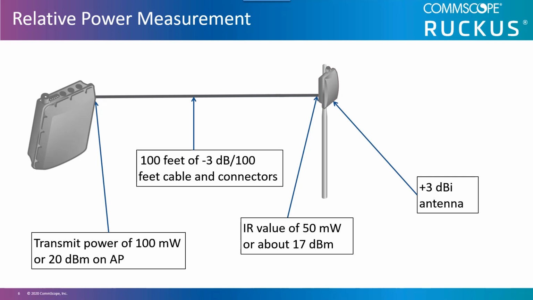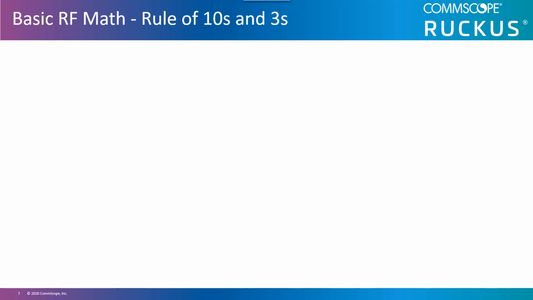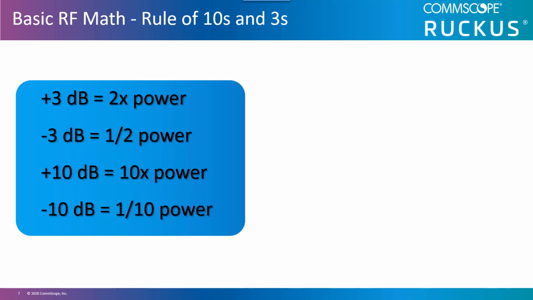Knowing where to apply that knowledge in troubleshooting and implementation is of great importance because in certain regulatory domains, 100 milliwatts may be the most you're allowed to purposely put in the air. Basic RF math, the rule of the tens and the threes. You can use the rule of the tens and threes to quickly approximate RF loss or gain calculations.